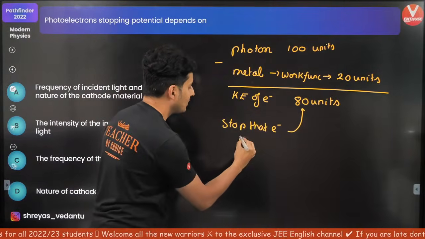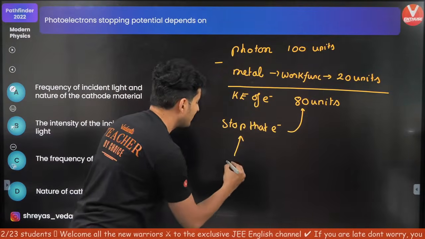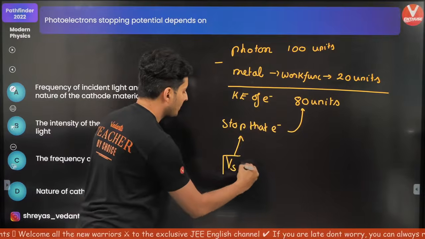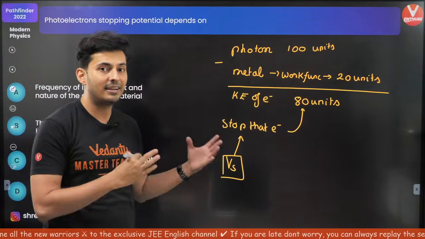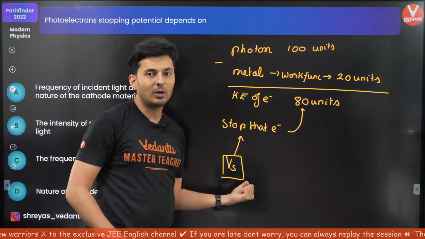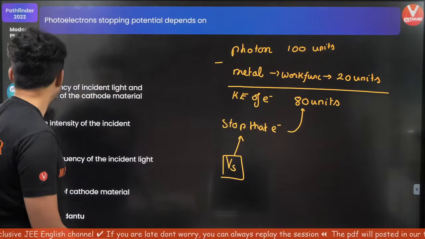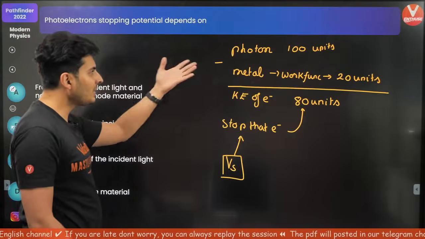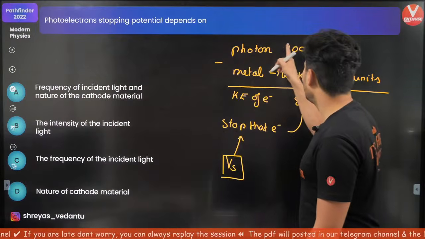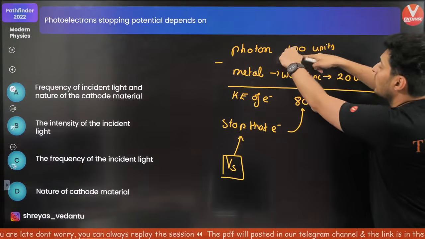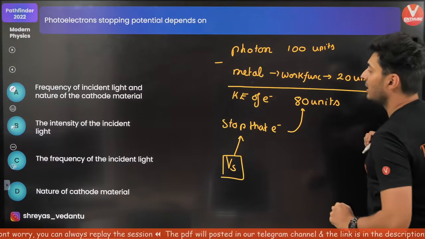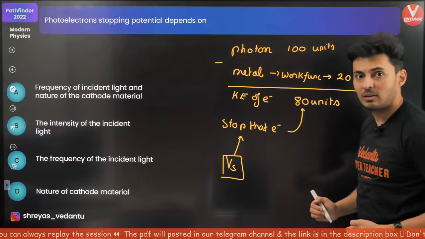And where will that stopping energy come from? It is basically from the stopping potential. So that stopping potential will decelerate the electron and it will suck away all the energy. It will prevent the electron from going to the other side. So what is it dependent on? Think about it. It's obviously dependent on 100. If this 100 was 200, more energy will be there. More potential will be required.